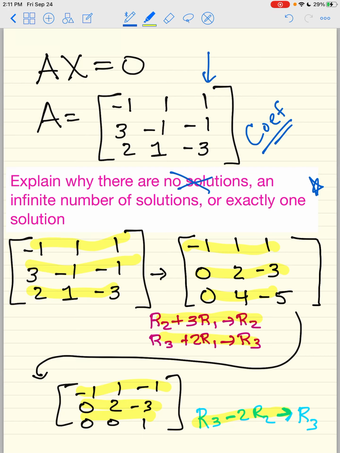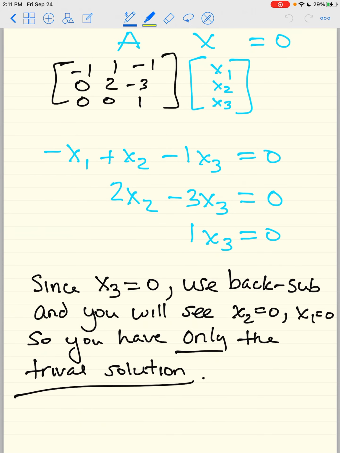So you can pause the video, take a look at it, but I basically row reduced this. You'll notice in my next page, this is a 1 here. What does that mean? This means -1 x1 plus x2 minus x3 equals 0. 2x2 minus 3x3 equals 0. And then we got x3 is equal to 0. If you notice, since x3 is equal to 0, we put 0 back into the second equation by doing back substitution. x2 will also be 0. x1 will also be 0. Okay, so you have only the trivial solution here.